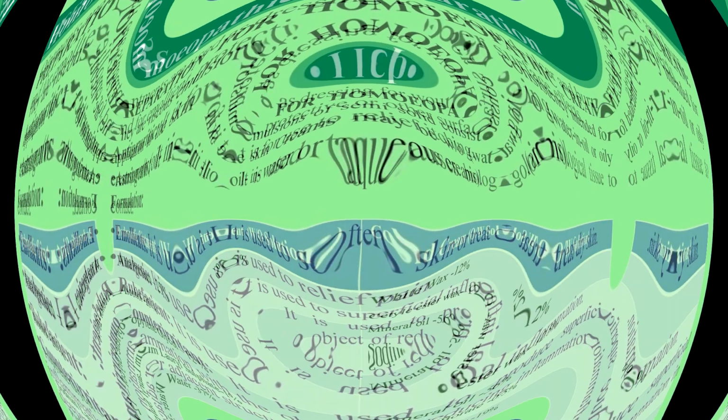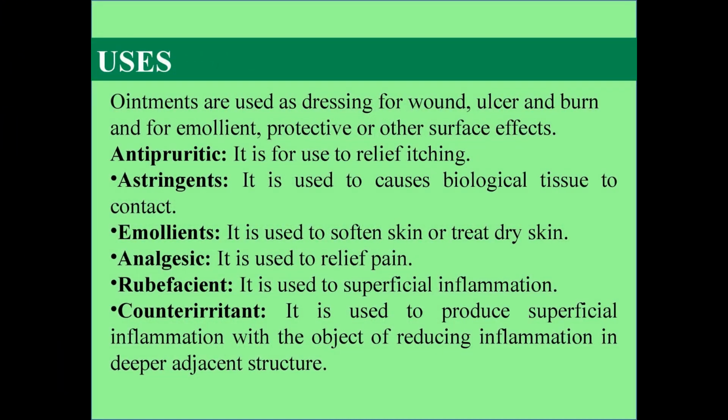Ointments are used as dressings for wounds, ulcers and burns, and for emollient, protective or other surface effects. They are also used as antipruritics, astringents, emollients, analgesics, rubefacients and counterirritants. So these are the uses of ointments and creams.